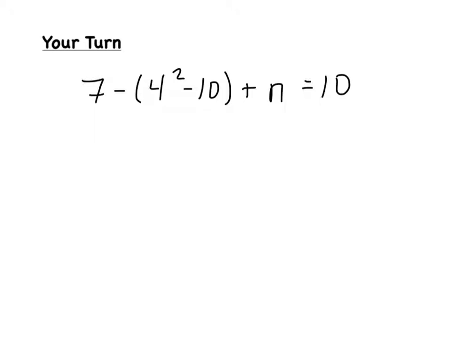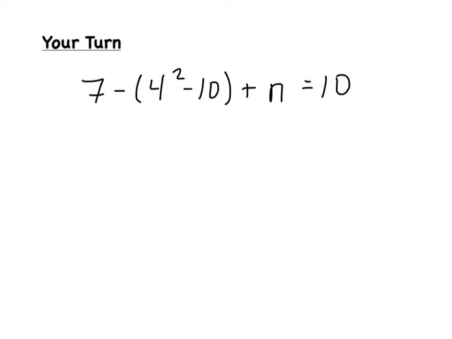Alright, now what I want you to do is try this yourself. It's your turn. I want you to pause the video, try to solve this equation, and press play whenever you want to see the way that I did it. Alright, so the equation that we have: 7 minus, open parentheses, 4 squared minus 10, close the parentheses, plus n is equal to 10. So we are trying to solve for n.